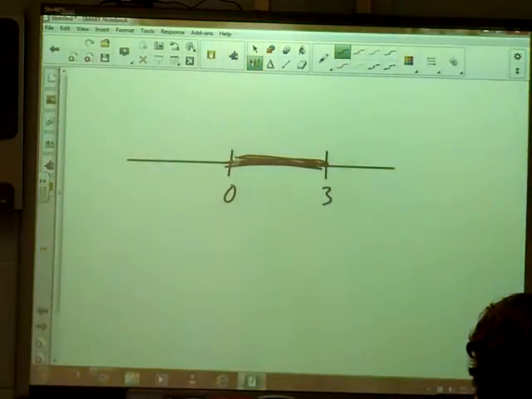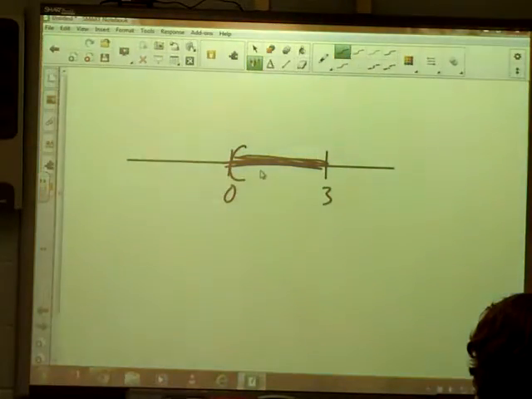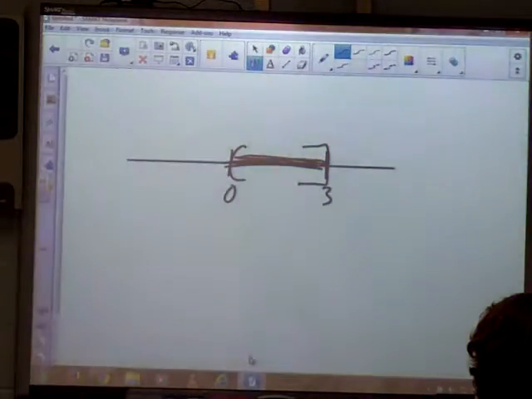Okay, on the 0, it only has a less than sign. Does less than get a parentheses or a bracket? Parentheses, good. The 3 has a less than or equal to sign. Does that get a bracket or a parentheses? Bracket, good. So my graph would look like that, which is A. Good job.